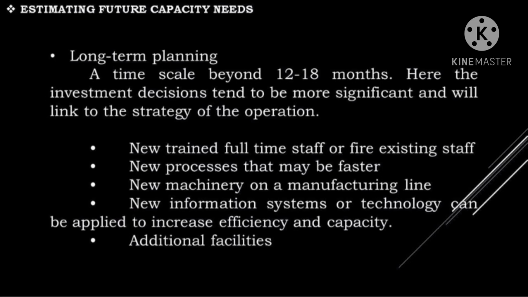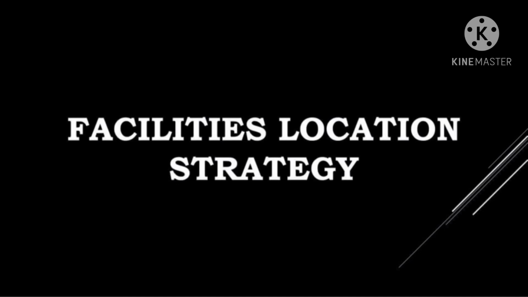New trained full-time staff or fire existing staff. New processes that may be faster. New machinery on a manufacturing line. New information systems or technology can be applied to increase efficiency and capacity. Additional facilities. Facilities location strategy.